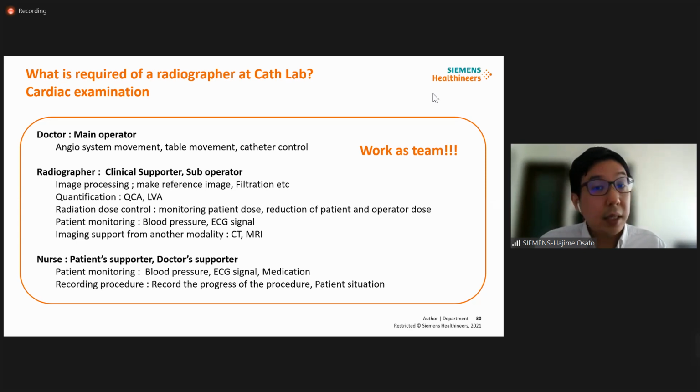In addition, multimodality evaluation is a trend in the cardiac region. For example, use coronary CT and coronary MRI images for the decision of strategy, or use another modality image as a treatment support tool, right? I will explain this point later.